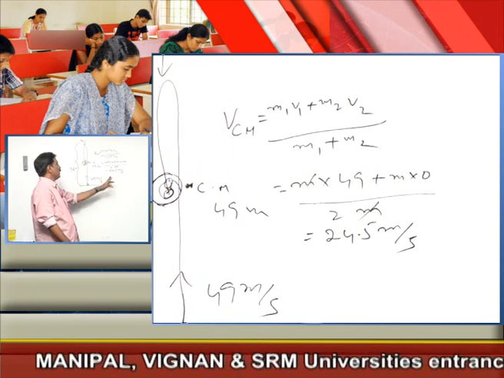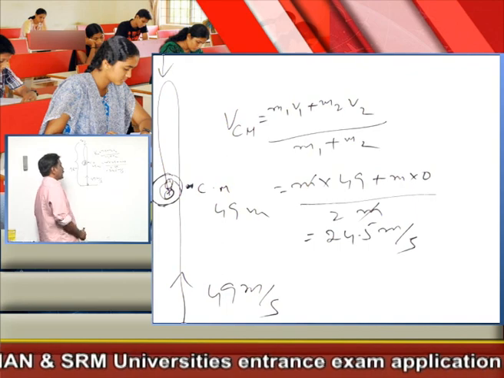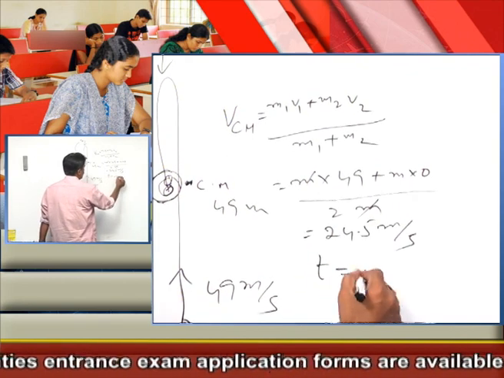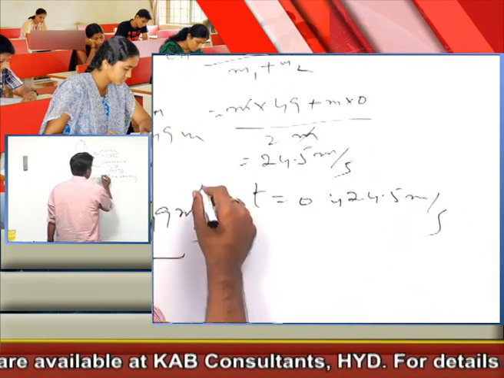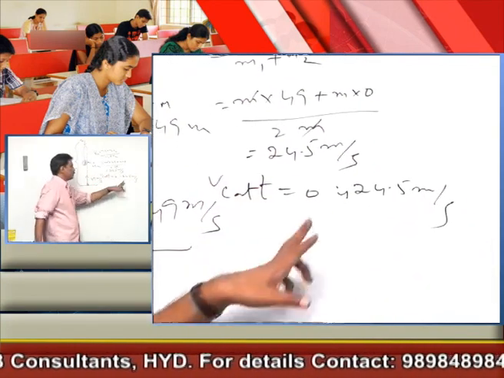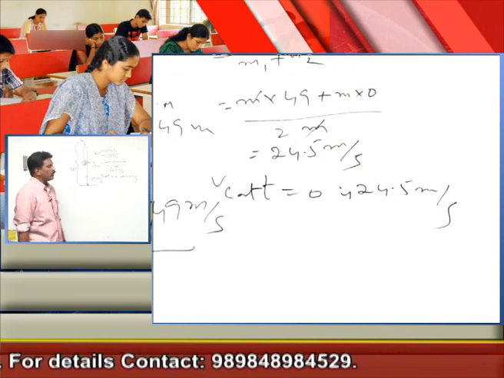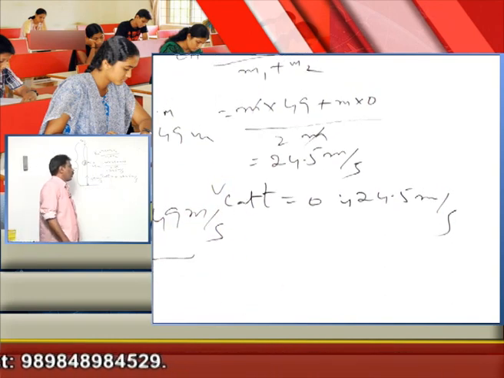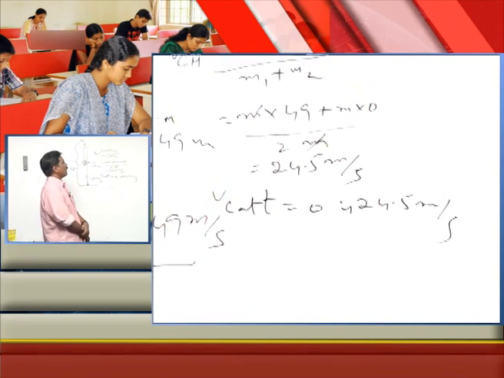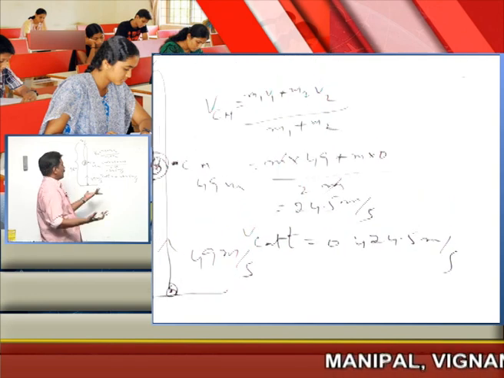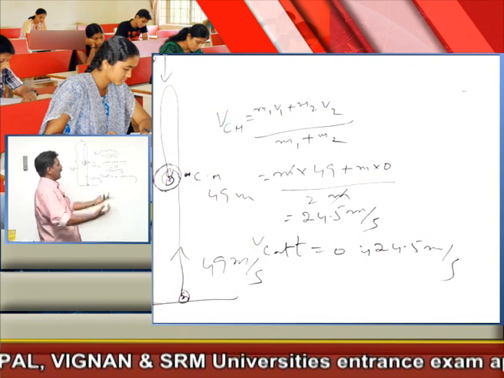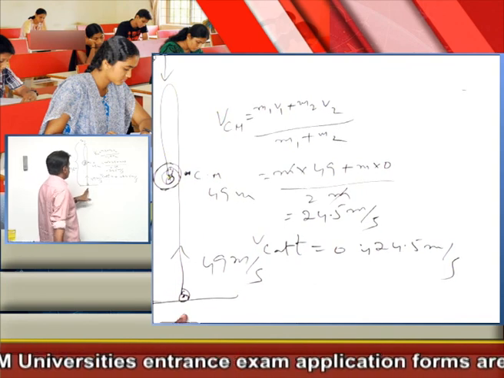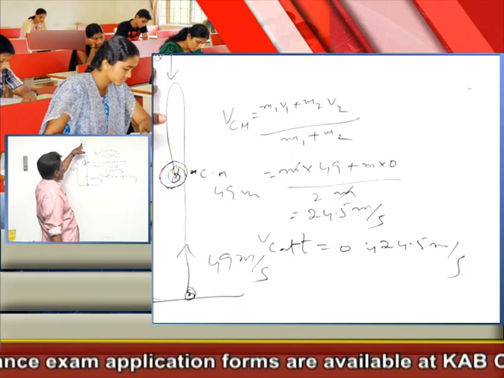The initial velocity of the center of mass, Vc at t equal to 0, is 24.5 meters per second. Now, what is the acceleration of the center of mass? It is the acceleration of this two particle system. What is the acceleration of the two particle system? Its acceleration is g.